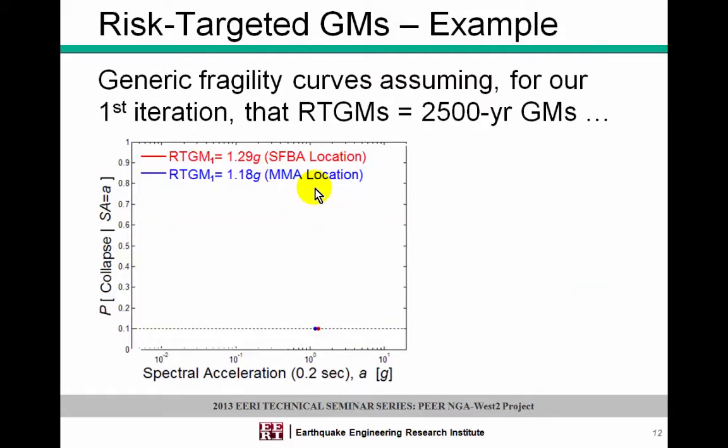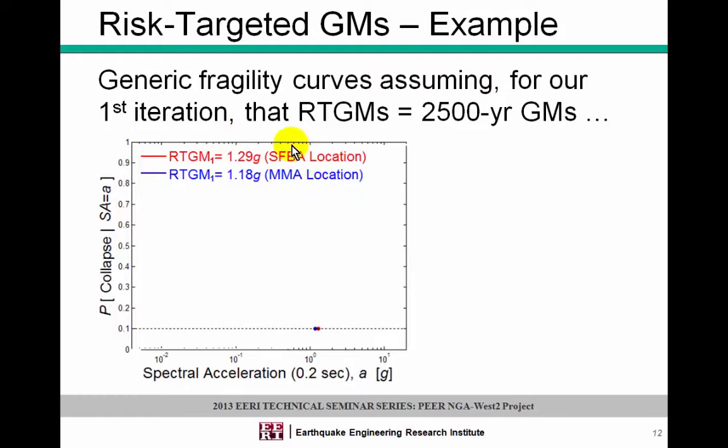Okay, so then the fragility curve part, a component of doing this risk-targeted ground motion calculator. Remembering that the fragility curves depend on the level of ground shaking that we designed for, this risk-targeted ground motion. They depend on that. And again, we're doing the iteration.